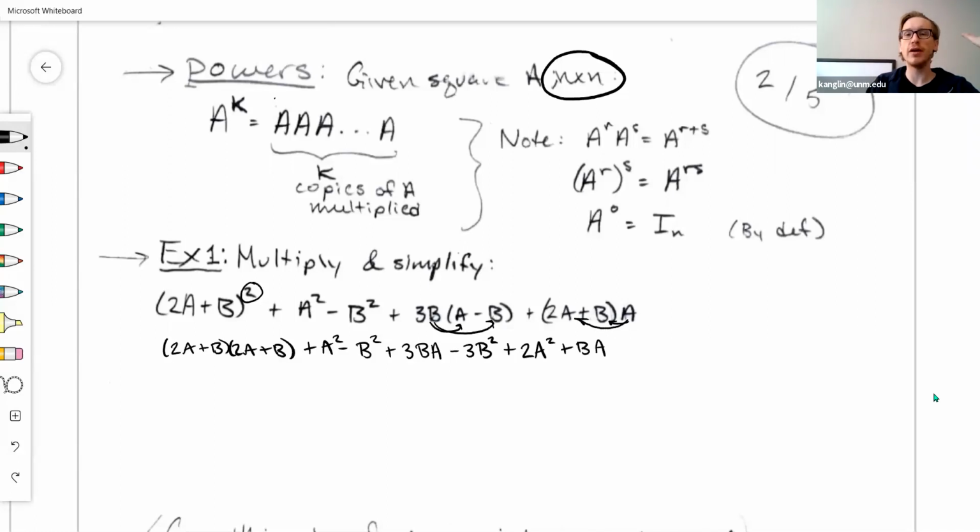Notice I'm keeping these things very carefully in BA here and BA here. A was to the right of B, so it should be when I simplify as well, or when I multiply out. Same deal over here. Okay.